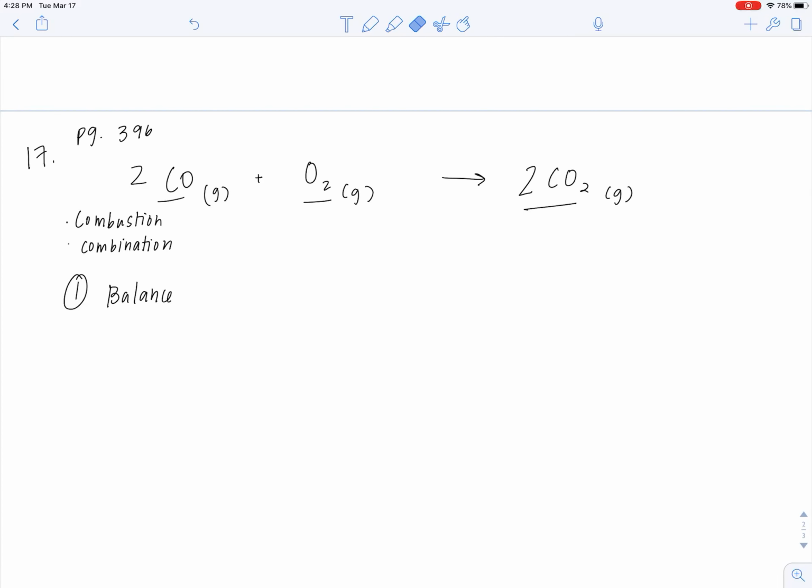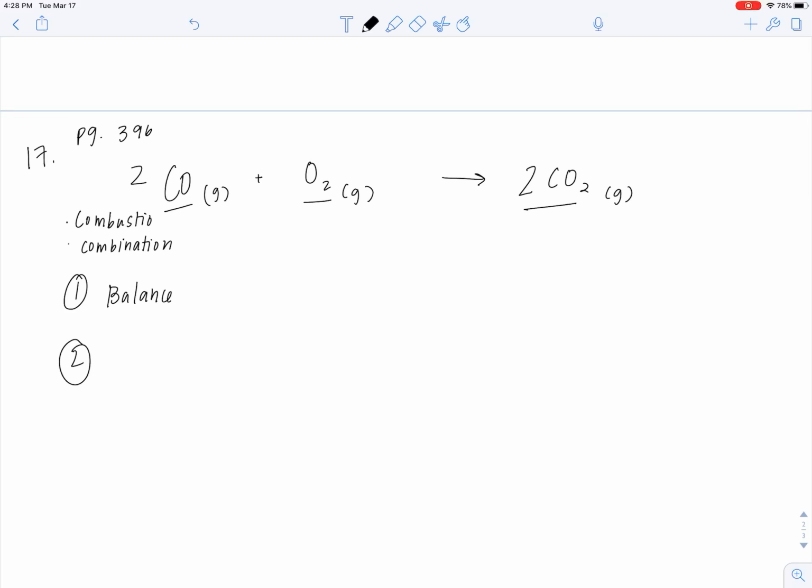So this is question 17 on page 396. We have an equation for the combustion of carbon monoxide. So we know that it's a combustion reaction. Also, we have carbon monoxide reacting with oxygen to produce carbon dioxide. It's also a combination reaction. So our first step is to balance, which is already done for us.